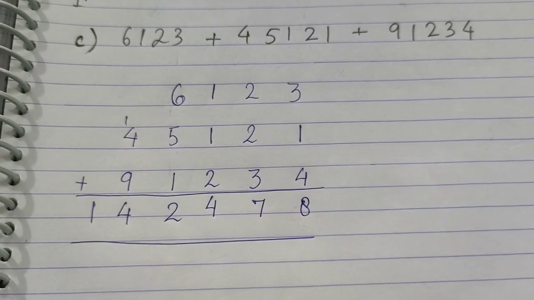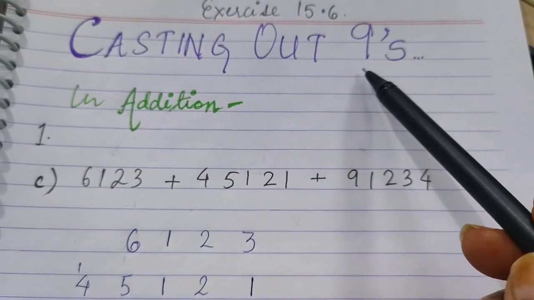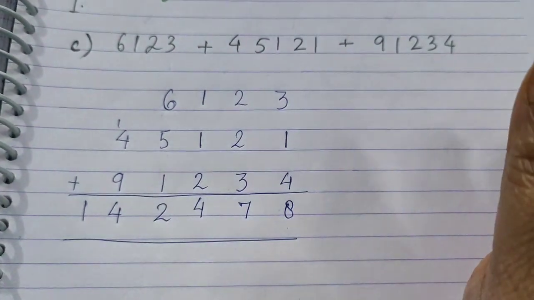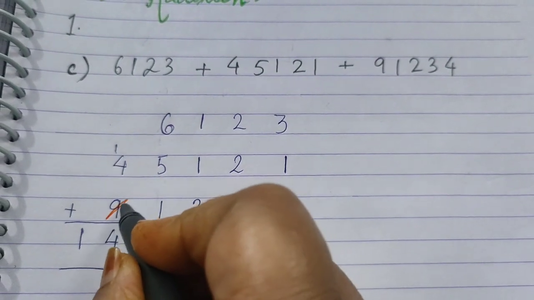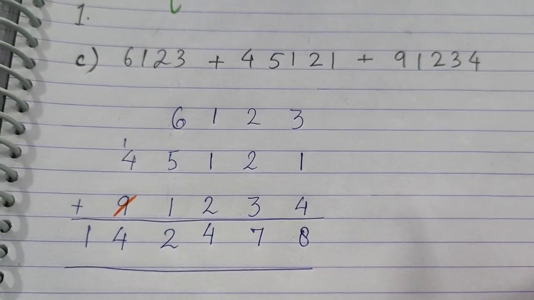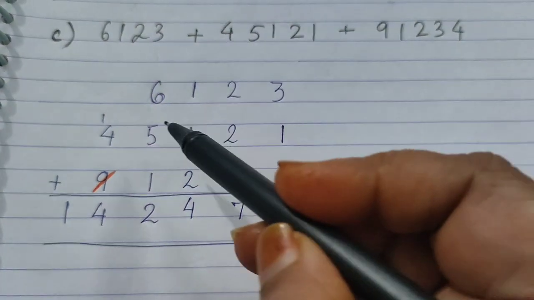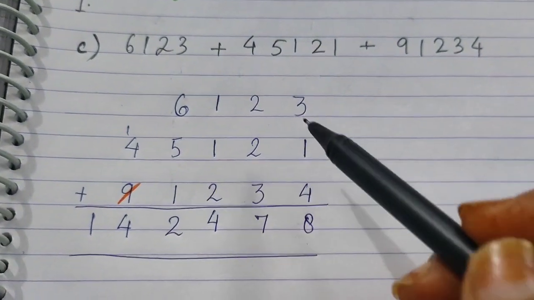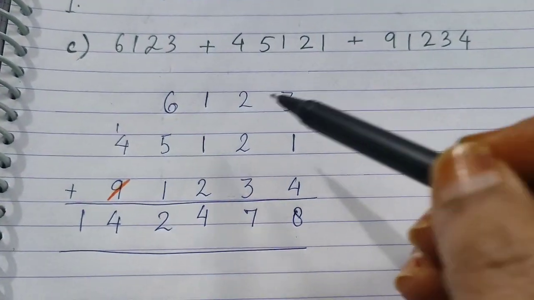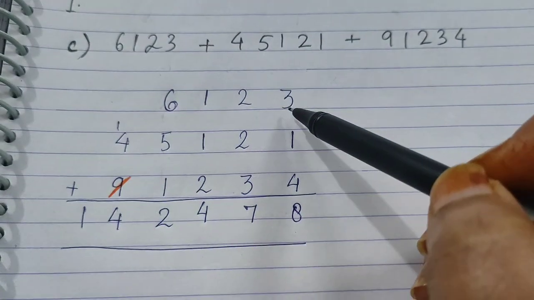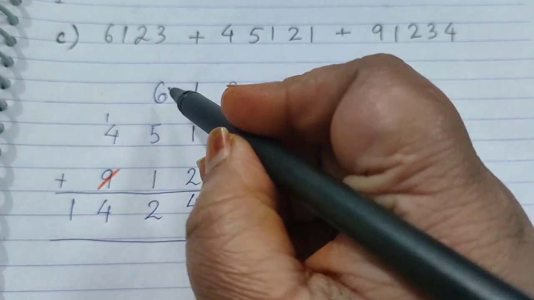Now, the very first thing we need to do, in order to cast out 9, is that wherever you see 9, first strike it off. I see a 9 here, I'm going to strike it off. And now individually every row we're going to check. So 6 1 2 3. If you observe children, if you add up 6 and 3, what will you get? You will get 9. So we will strike that off.